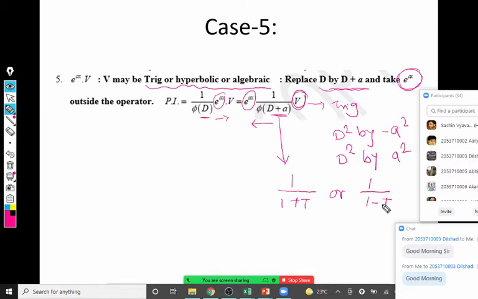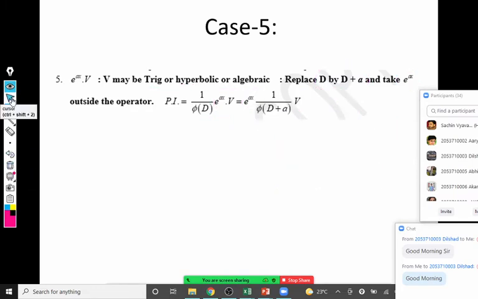So it's a very simple thing, the only extra part that you have to remember is that we have to replace D by D plus a. Here we will have a repetition of all these types again. Whatever we learned, trigonometric, hyperbolic and algebraic, there is a repetition of that type. So we'll see the example so it will become more clear. Here the only important part is that a combination will appear.